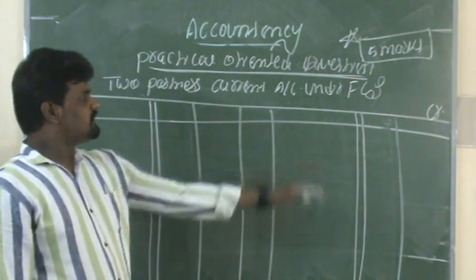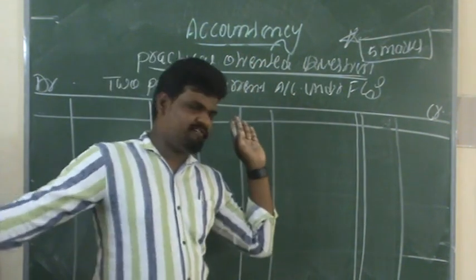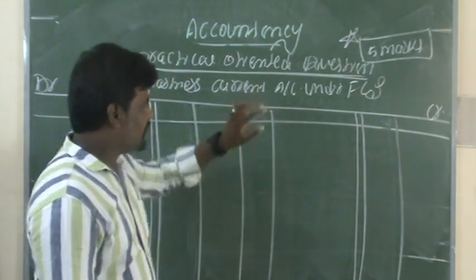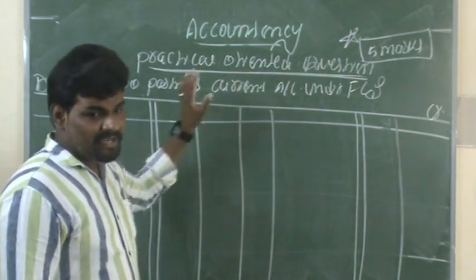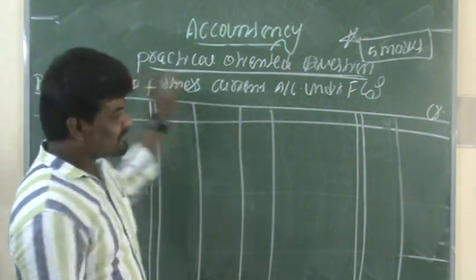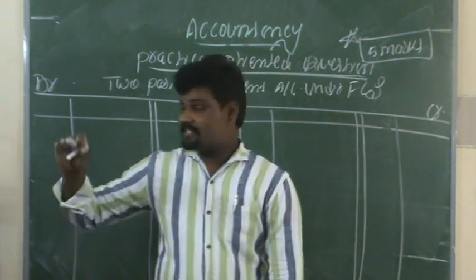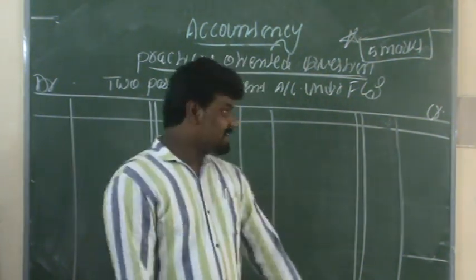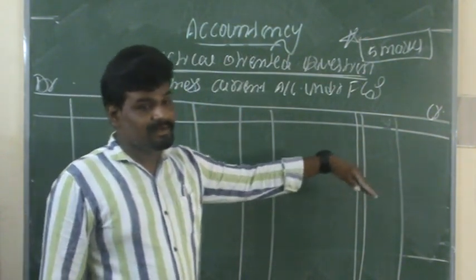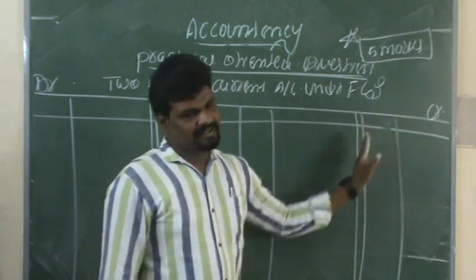So here, under the practical oriented question, we need to record imaginary values. The imaginary values, we need to assume some values. So here, this is related to the 5-mark question. So let us discuss this question. Here, the first one, debtor as well as creditor. Debtor means all the expenses we can record on the debit side. On the credit side, whatever transactions are related to income to the partners, such transactions we can record on the credit side.